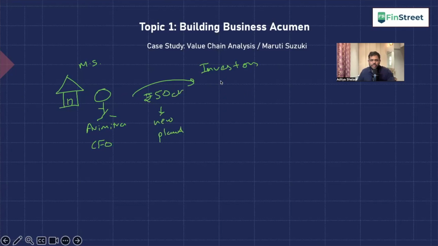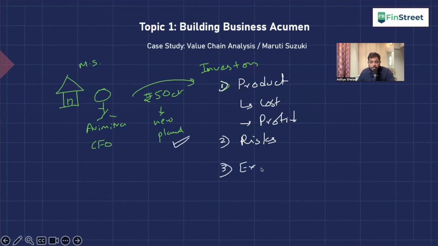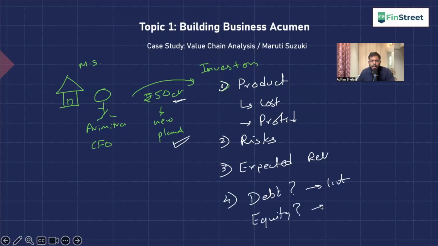the investors would ask you some questions. The first question would be, tell me more about your product. What is the cost required per product and what is the profit you are expecting per product? The next question would be, what are all the risks involved in setting up a new plant? Third, what is your expected revenue in coming times? Fourth, if you are asking for 50 crore, are you asking for debt? If debt, what is the interest you are ready to pay? If you are asking for equity, then how much percentage ownership are you offering? Answering these types of questions from the CFO's perspective comes out to be the investment side.